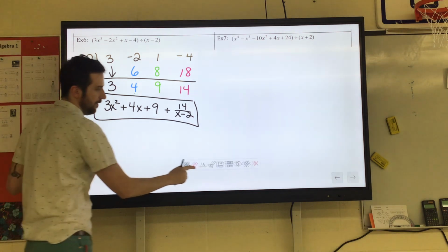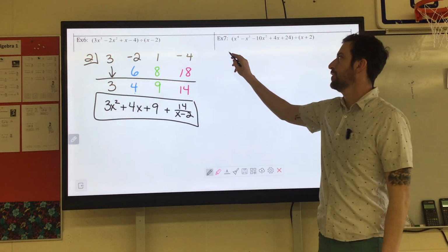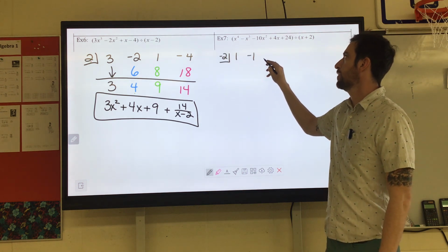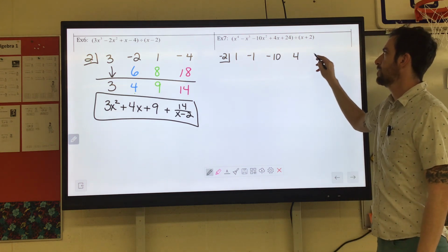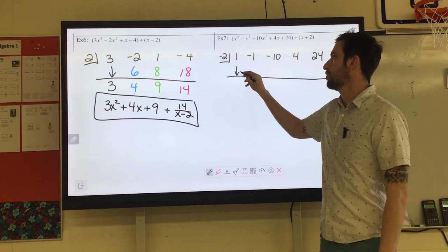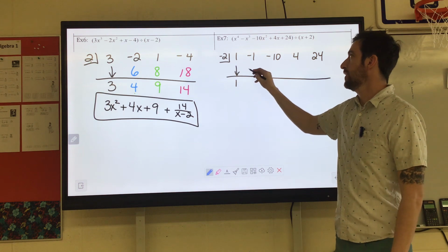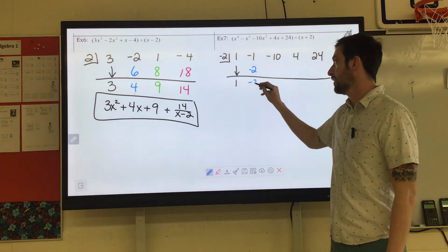Okay, all right. We're dividing by x plus 2 here, so in the box I'll put negative 2. 1x to the fourth, negative 1x to the third, negative 10x to the second, 4x to the first, and 24. Bring down our first digit. Negative 2 times 1, negative 2. Negative 1 minus 2, negative 3.